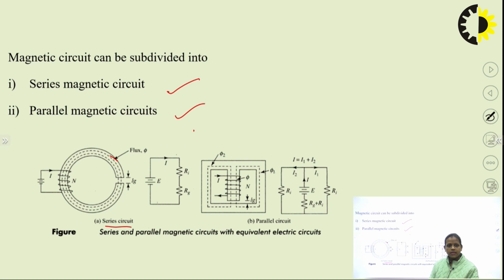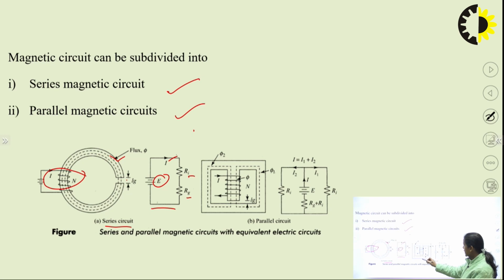Like in a series electrical circuit, where current is the same in the circuit, the equivalent electrical circuit of this magnetic circuit is drawn here. So here N into I is the MMF. Here we have E, then flux is represented with current, then Ri and Rg. Ri is the resistance of this iron ring, and there will be some reluctance of this air gap. So two resistances are shown here.